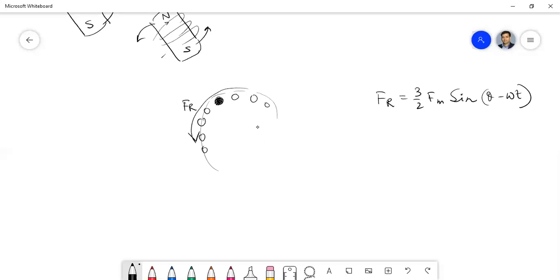So if we experience time variation in magnetic flux, what does that mean? That means there will be some voltage induced according to Faraday's law, isn't it? So some voltage will be induced there, because the flux is time varying.